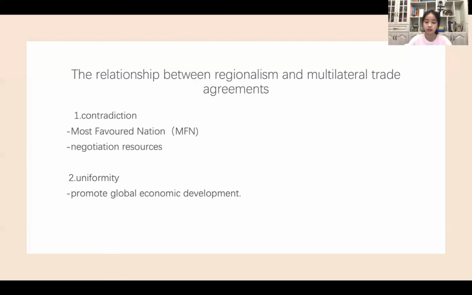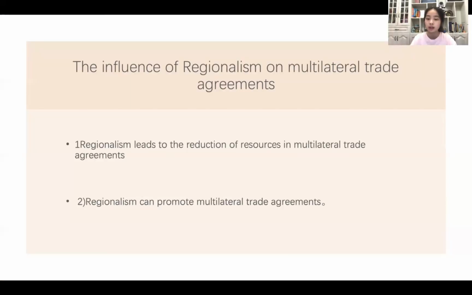Then I would like to introduce the consistency of the two. Actually, they have the same goal. Regional trade agreements are consistent with the core rules of the multilateral agreement. Both multilateral agreements and regional trade agreements pursue the promotion of global economy and trade liberalization, and then promote global economic development.